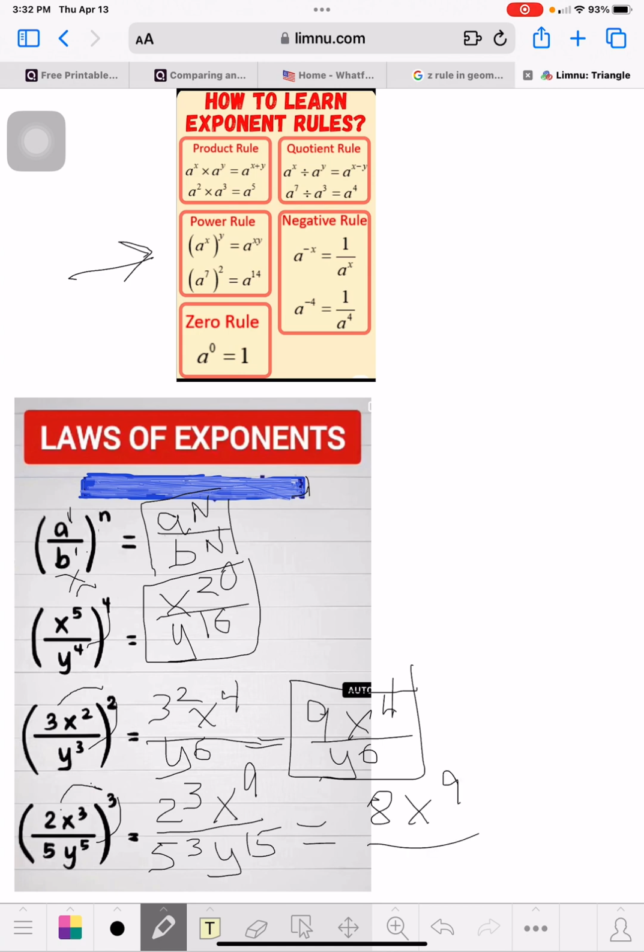over 5 cubed. Let's see, 5 times 5 is 25, times 5 again, it's 125. Then y to the 15th. And you square this off so the teacher knows, hey, this is my answer. Yeah, and that's basically it.